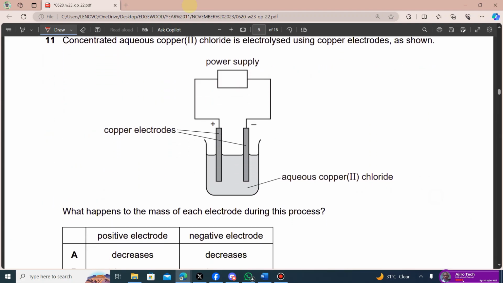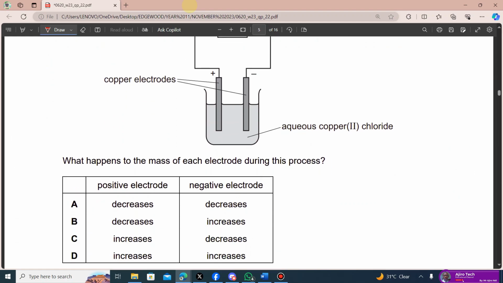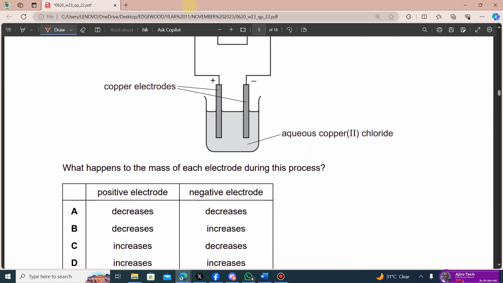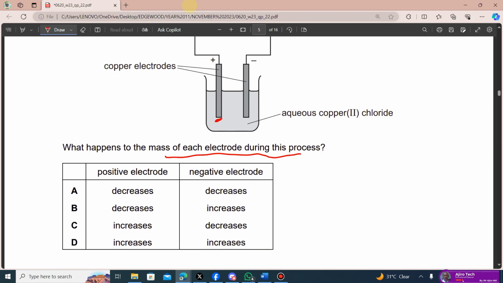Now, question 11 is also on electrolysis. This is concentrated aqueous copper(II) chloride, just what we discussed earlier. But this time we are using copper electrodes, and we ask what happens to the mass of each electrode during this electrolysis. So, at the anode, there is a loss of electrons. So copper loses electrons here, and the moment copper loses electrons, the mass of this particular electrode decreases. So the mass of the positive electrode decreases.